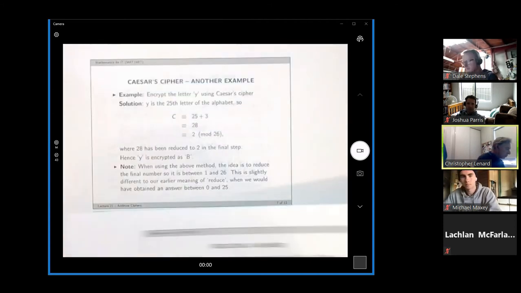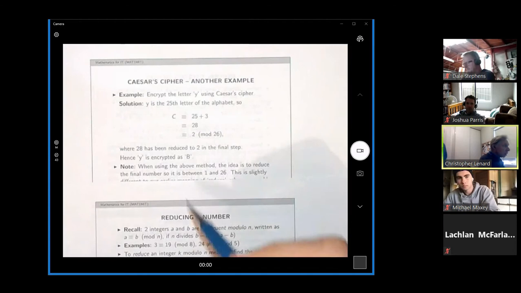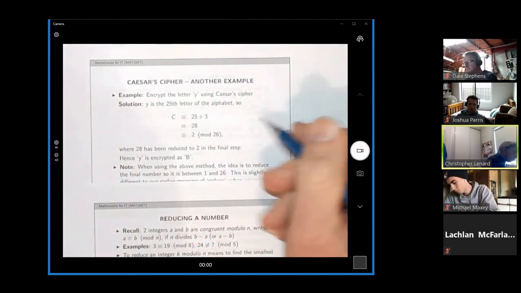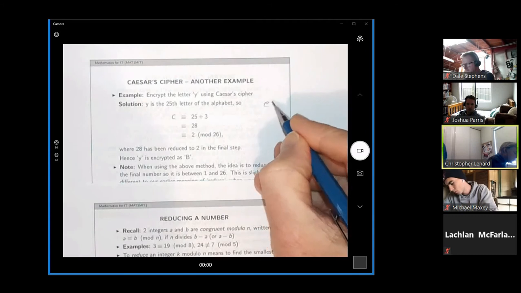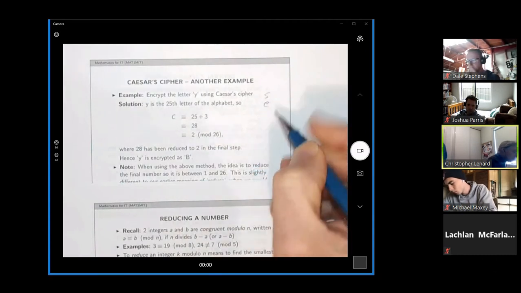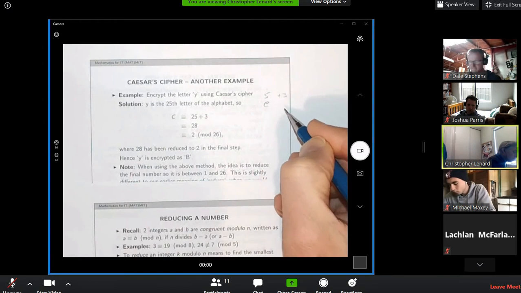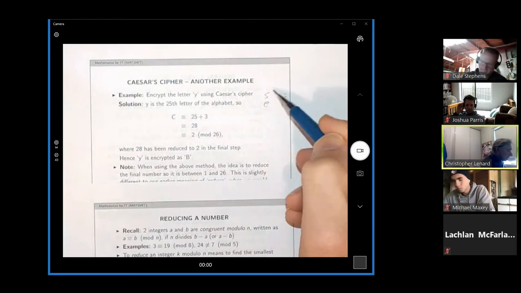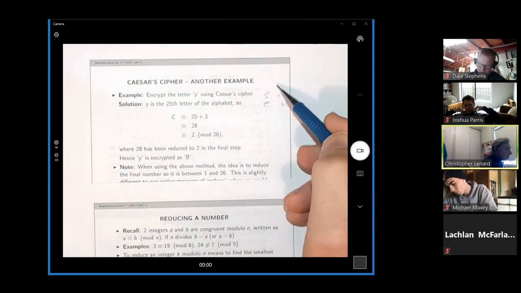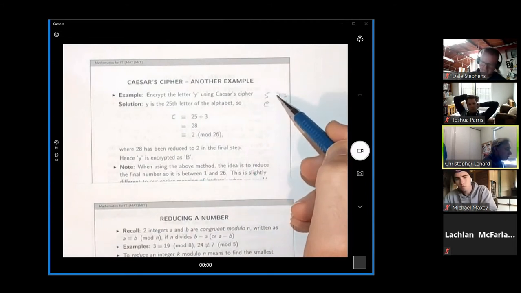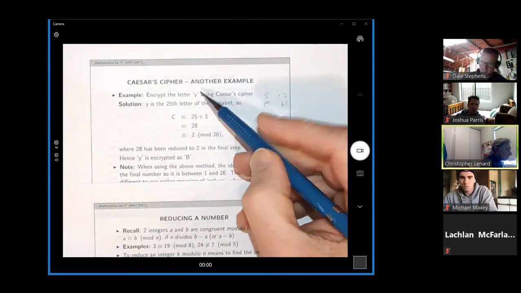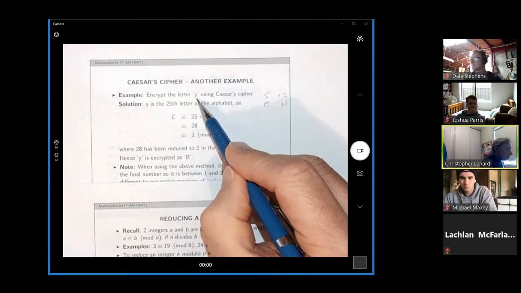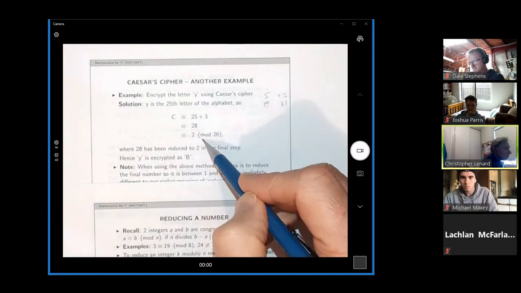Because remember Caesar's cipher, we started with E, which was the fifth letter of the alphabet, and we moved forward by 3 to get E, F, G, H. So this idea of reducing a number is going to be useful, because if you take something towards the end of the alphabet, like Y, which is the 25th letter, and you move forward 3, you get to 28.